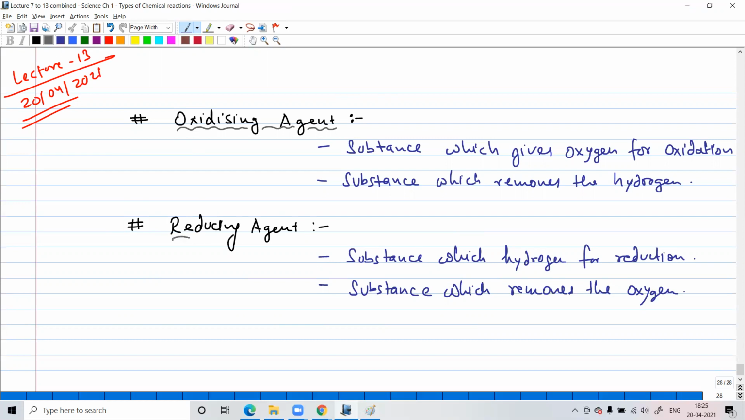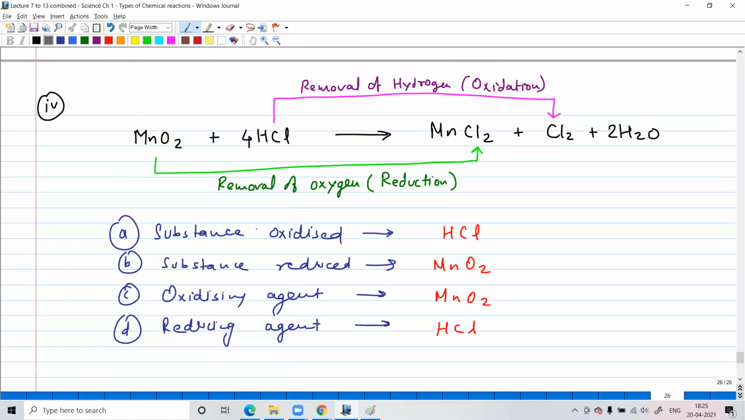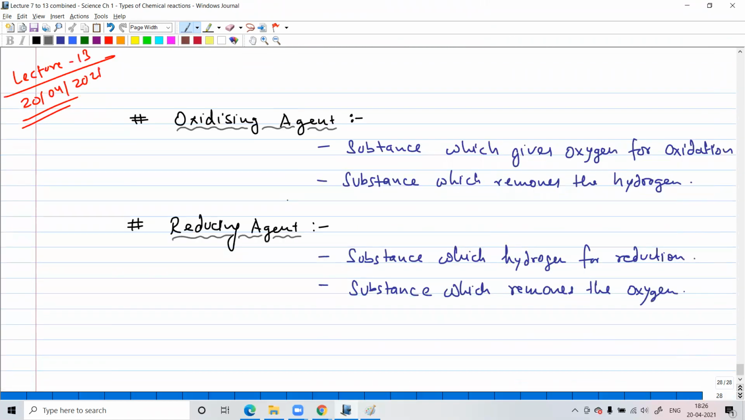Sir, can you explain with one more example, sir? For oxidation reduction. Yes, sir. Okay, we'll take more examples, don't worry.